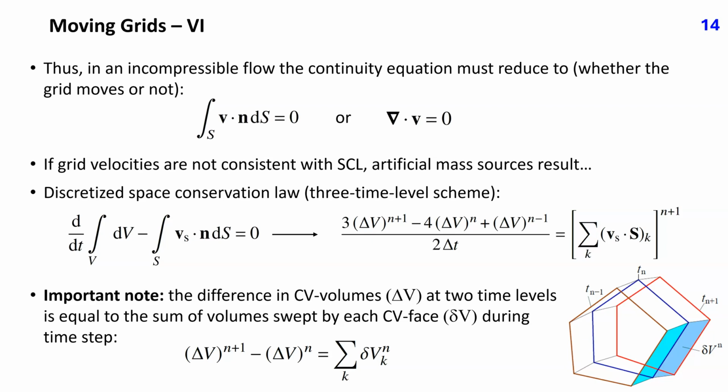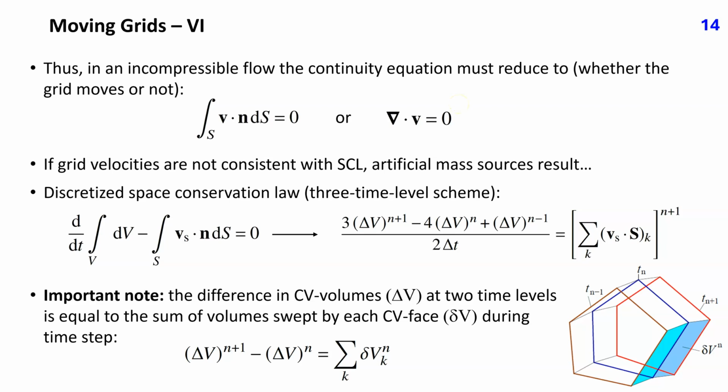Thus, in an incompressible flow, the continuity equation must reduce to one of the following expressions whether the grid moves or not. This means that the space conservation law must be satisfied in discretized equations to ensure a divergence-free velocity field and mass conservation. If grid velocities are not consistent with space conservation law, artificial mass sources result.